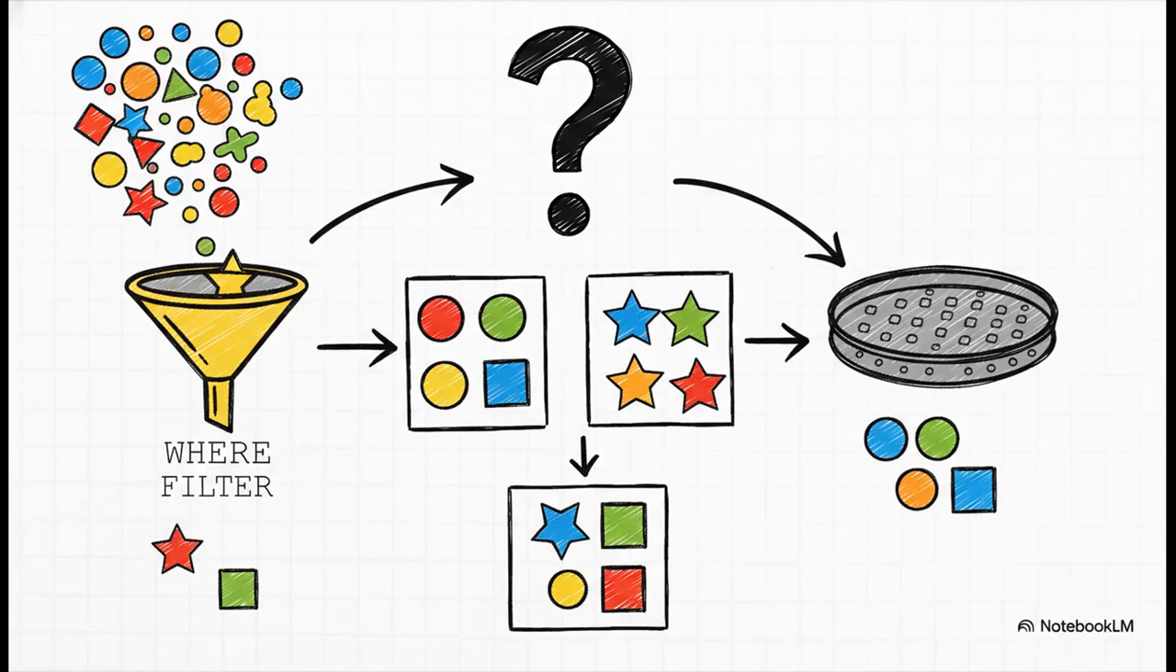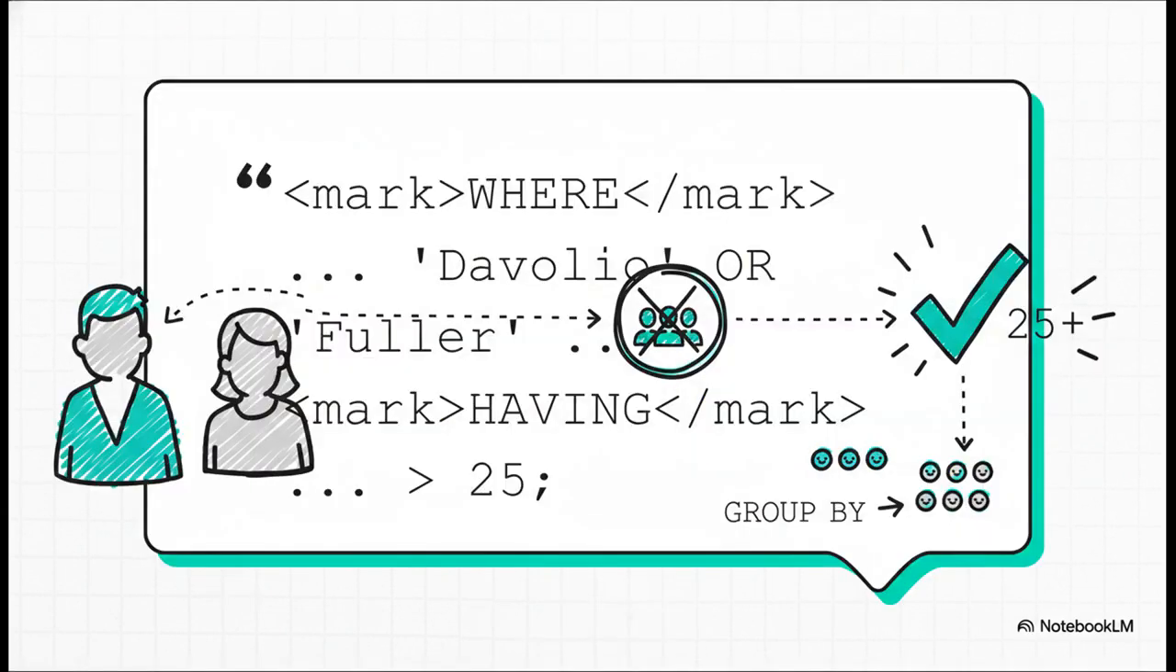Okay, this is where it all comes together. We know WHERE is for filtering rows, and we know HAVING is for filtering groups. But what if a problem demands that you do both? Is it possible to filter your initial data before you group it and then filter the final groups after? The answer is a resounding yes, and it's incredibly powerful. Let's ask a super specific question. For just the employees Davolio or Fuller, have either of them registered more than 25 orders? Notice what's happening here. It's a 2-stage filter.